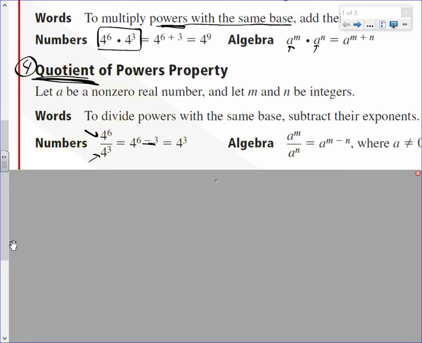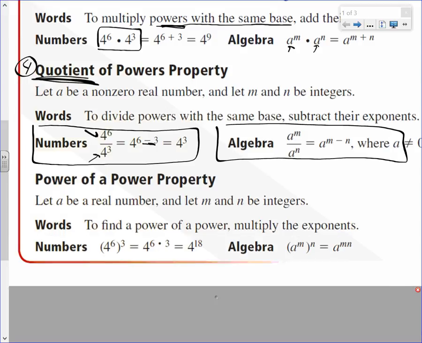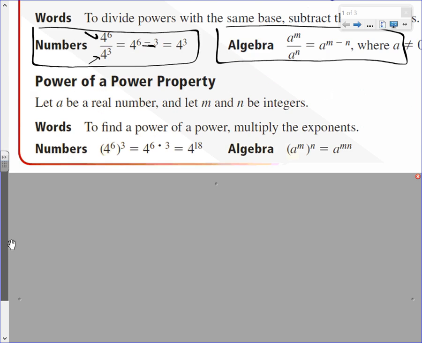Again, this example right here is with numbers. This example is with algebra, in other words, variables and such. So for every rule I give you, there are 2 examples, one with numbers, one with variables. Okay, let's keep going. Last 2. Almost done. You guys are doing excellent.